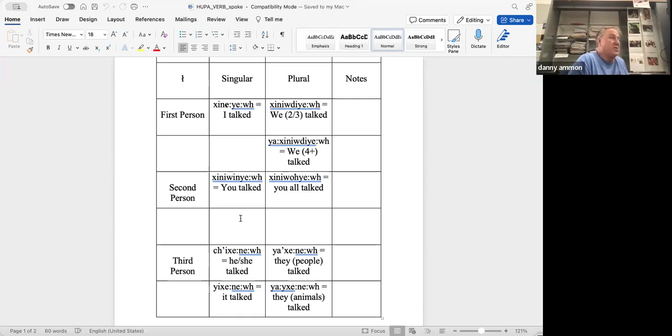This is like the traditional way of teaching a language. Like in the old school, like if you were going to learn Spanish or French or something like that, they'd have the verbs all laid out like this. So it's structured. I like it because it helps you find patterns. Chaneyeo, I talked. Chanuanyeo is you talked.